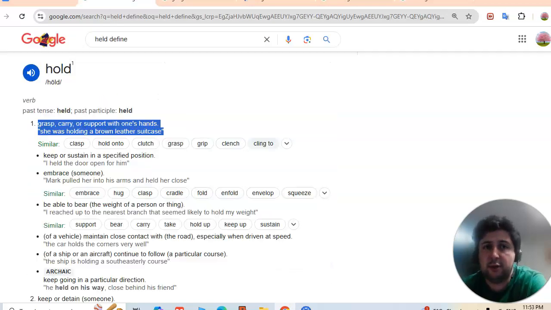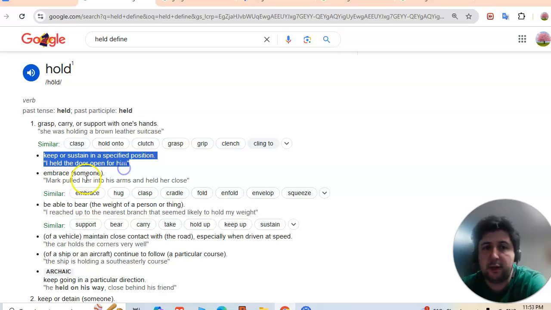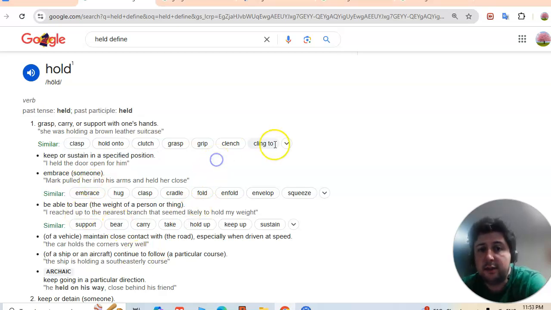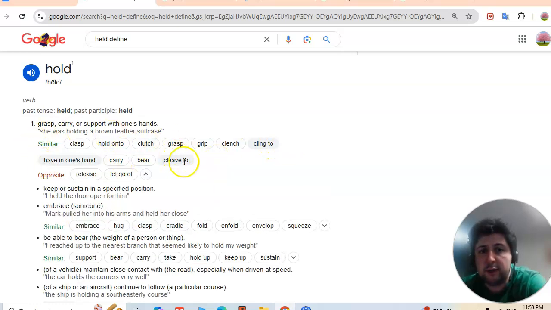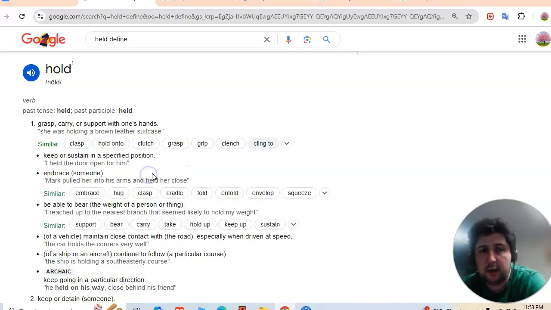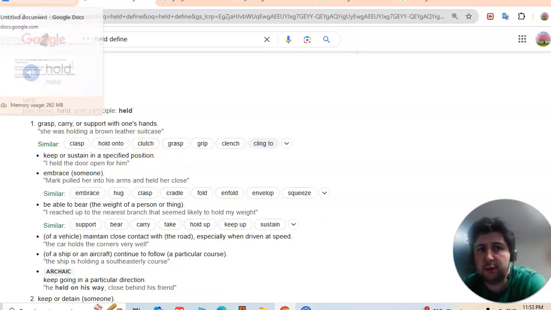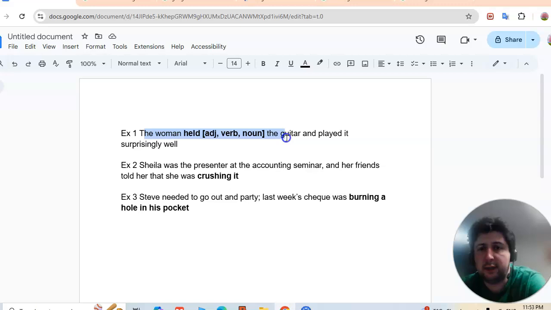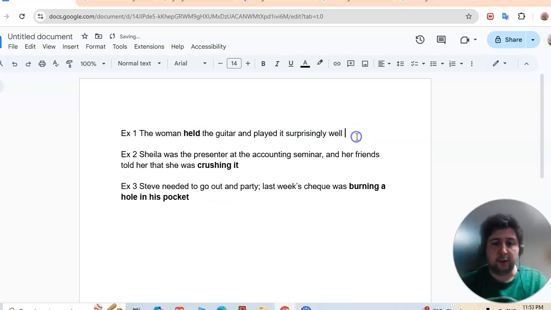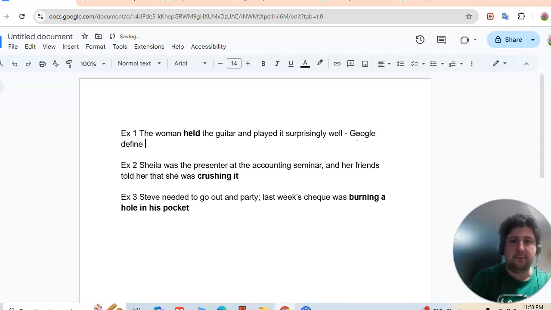And if that definition doesn't work, you go back and try another one and another one and another one. These synonyms are also nice ways to understand; maybe this is what we're talking about. So, let's say the woman held the guitar and played it surprisingly well, and so the strategy is Google Define and Google Translate.